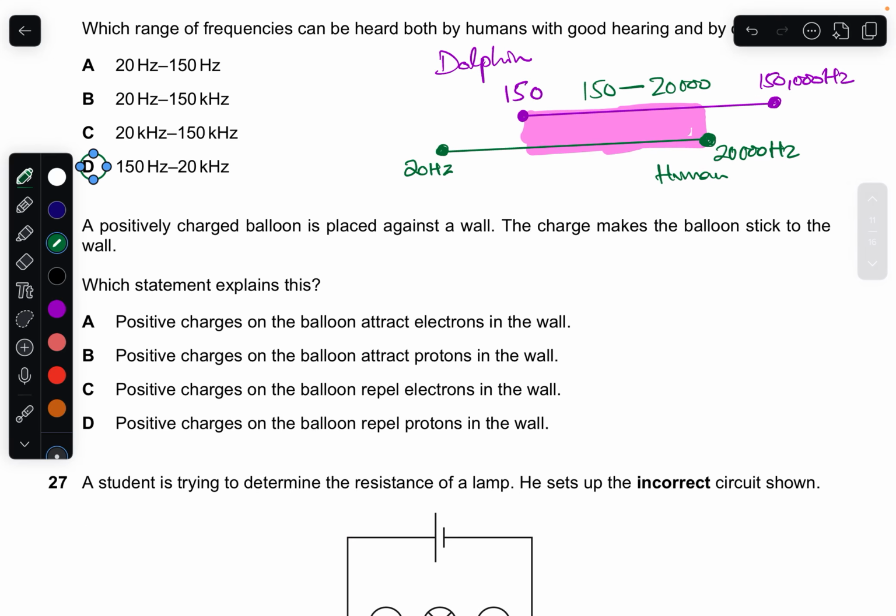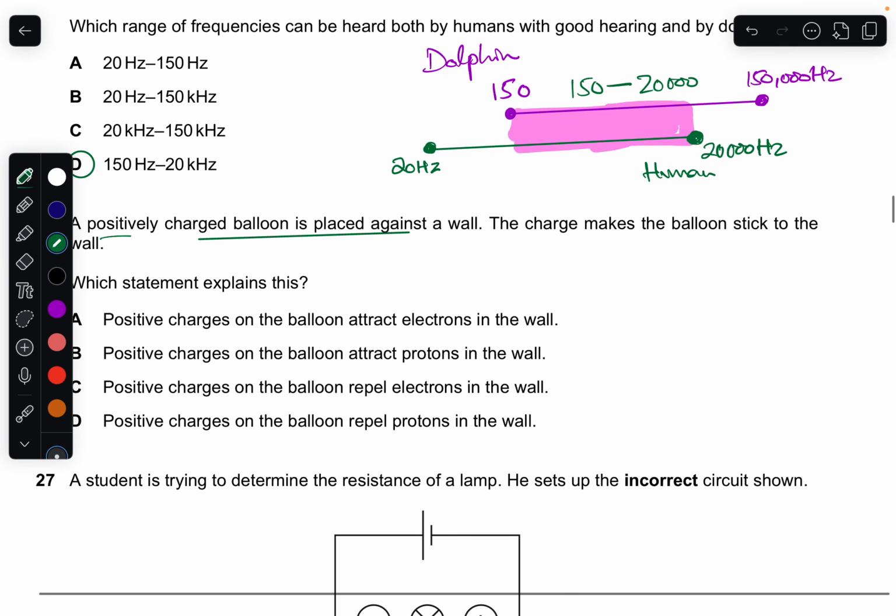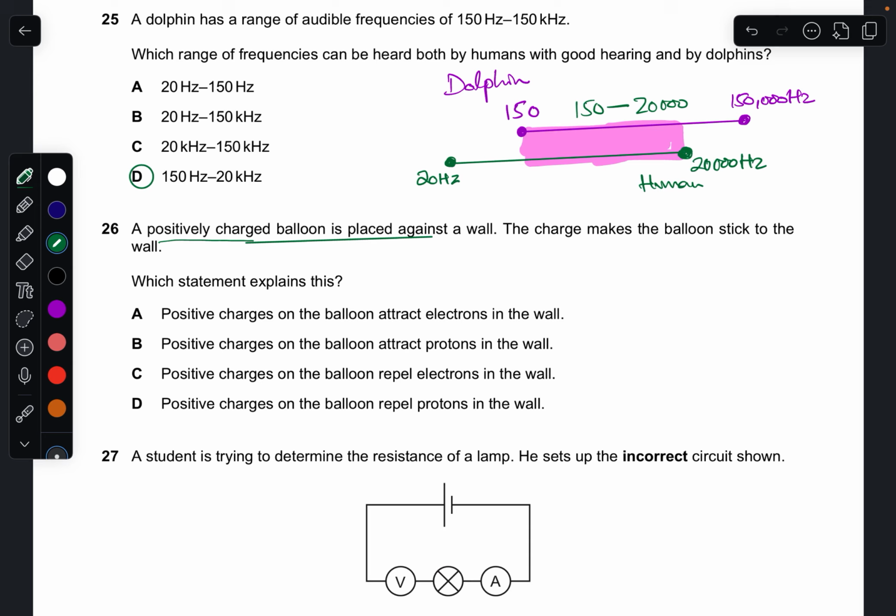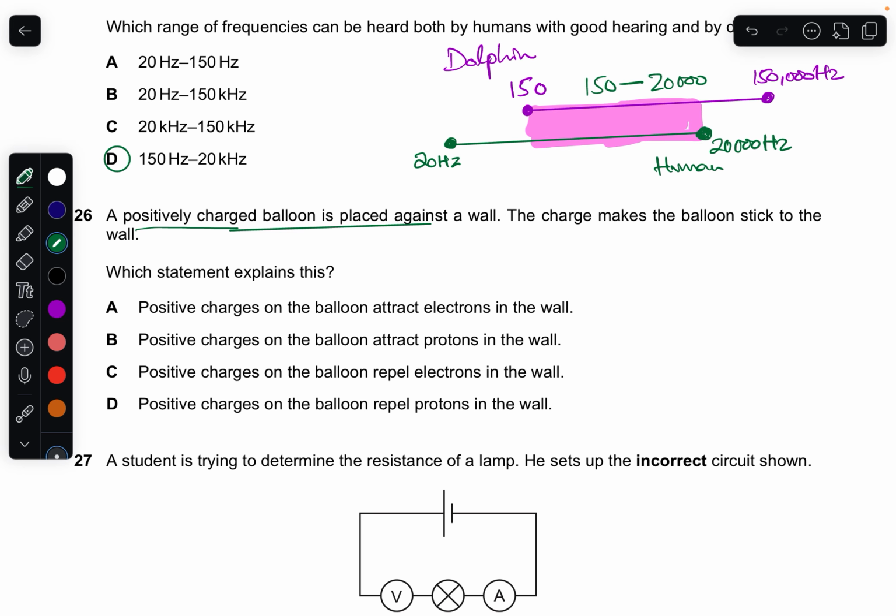A positively charged balloon is placed against a wall. The charge makes the balloon stick to the wall. Which statement explains this? If the balloon is positively charged, then negative charge can help it stick to the wall. So the positive charge on the balloon attracts electrons in the wall. Yes, this can be the case.